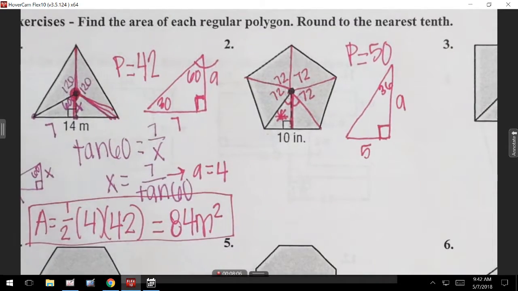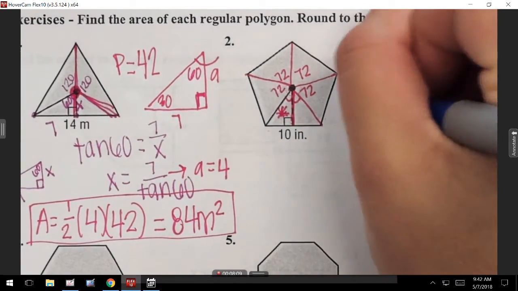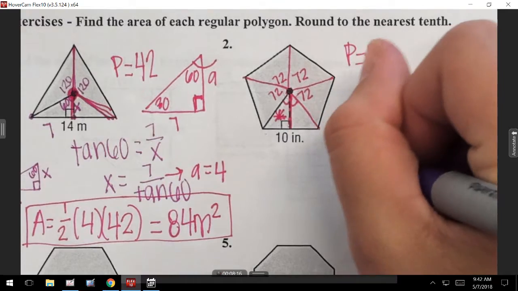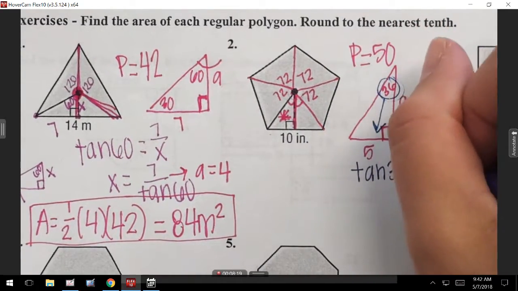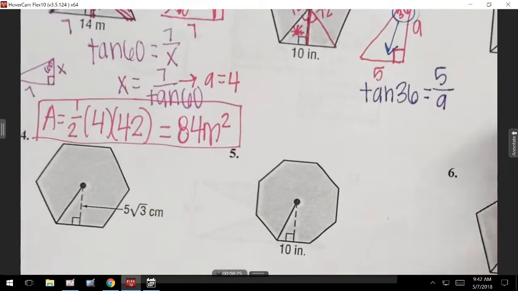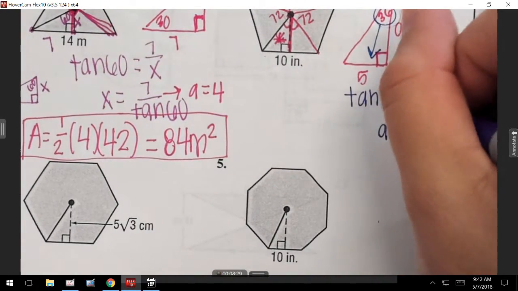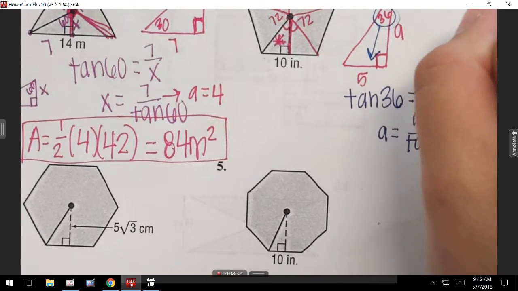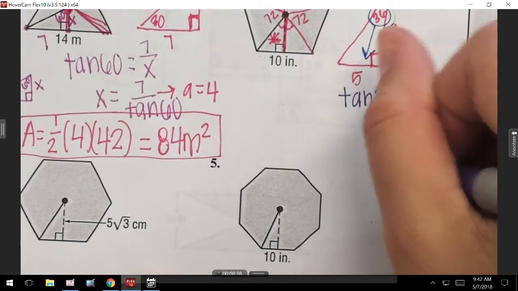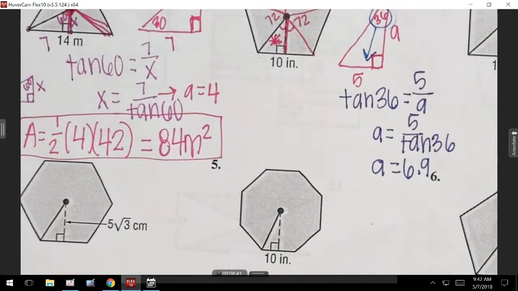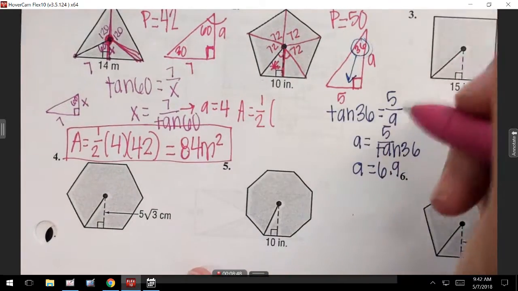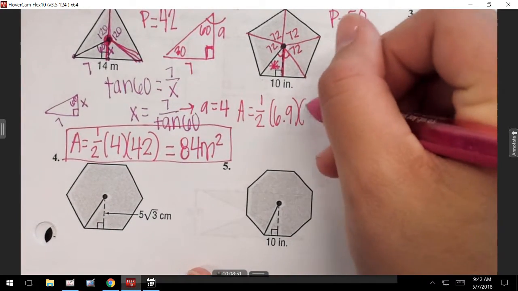Okay? Alright, so using tangent of 36, that means this is your O and this is your A. Tangent of 36 equals opposite divided by adjacent. Adjacent, but A is the apothem. Okay, A is down low. Switch them, you know. So A becomes, which is equal to, let's say 6.9. So big A is found by taking 1/2 times the apothem, which is 6.9, times your perimeter, which is 50.